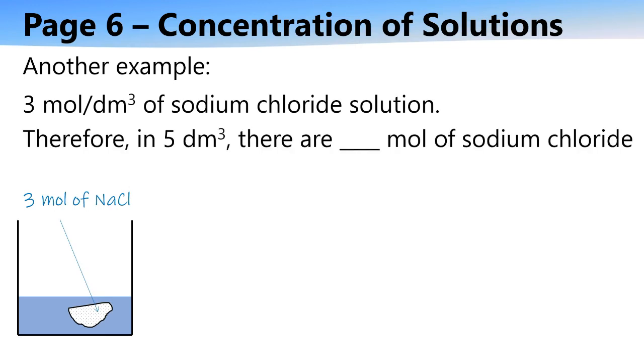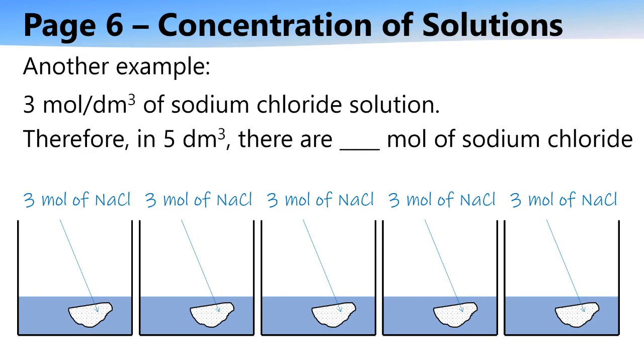So if I have 5 dm cube of this solution, how many moles of sodium chloride do I have altogether? Right, so since each of them has 3 moles of sodium chloride dissolved, if I have 5 dm cube, I will get 15 moles of sodium chloride.